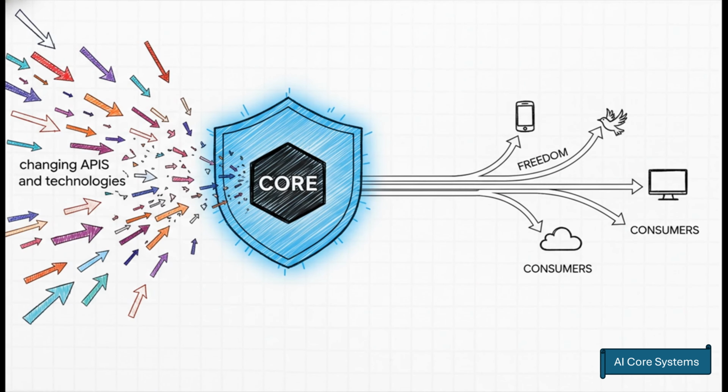And the payoff for thinking this way? Oh, it's huge. You start creating systems that are incredibly flexible and future-proof. Your most important code, your core, is shielded from all the chaos of changing APIs and models. It gives you stability right where you need it, and total freedom everywhere else.